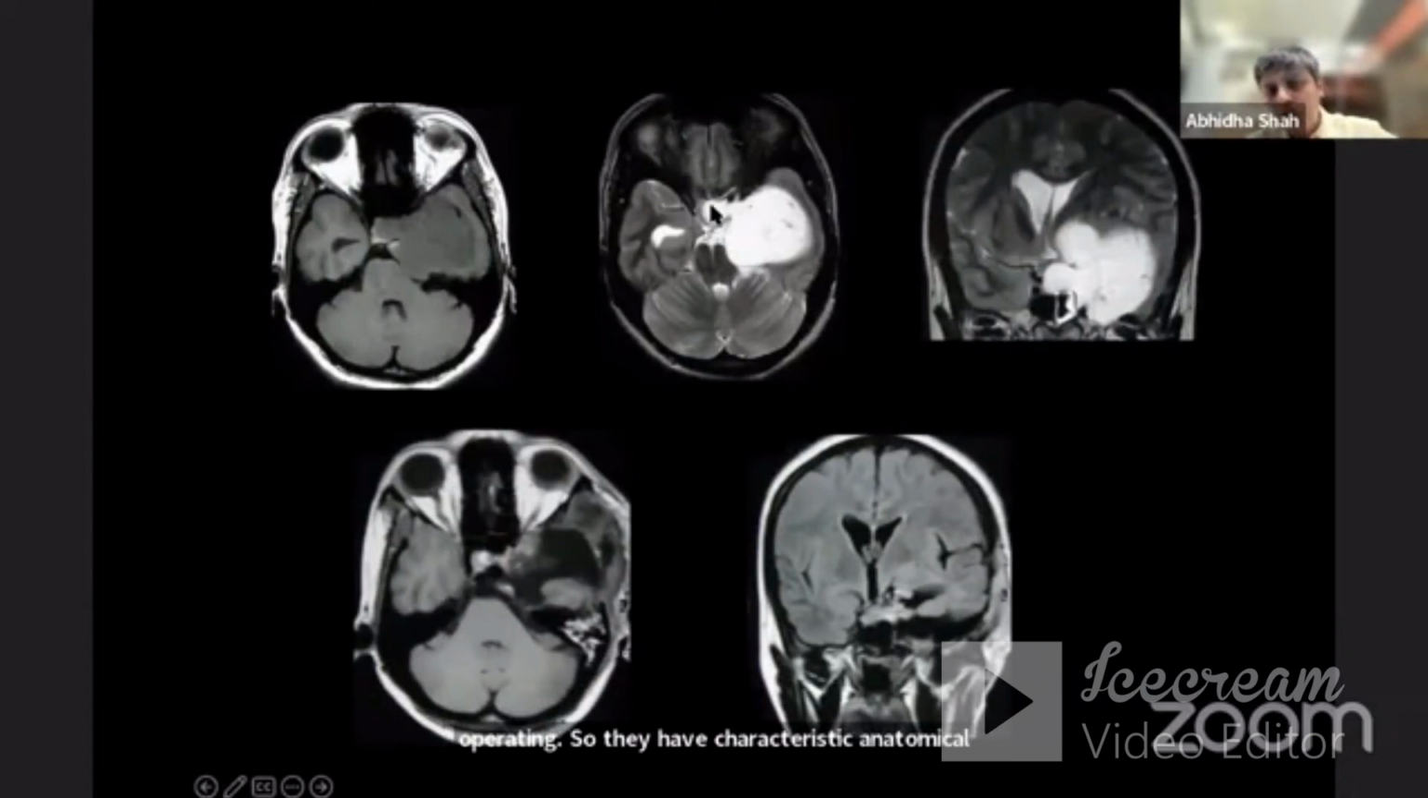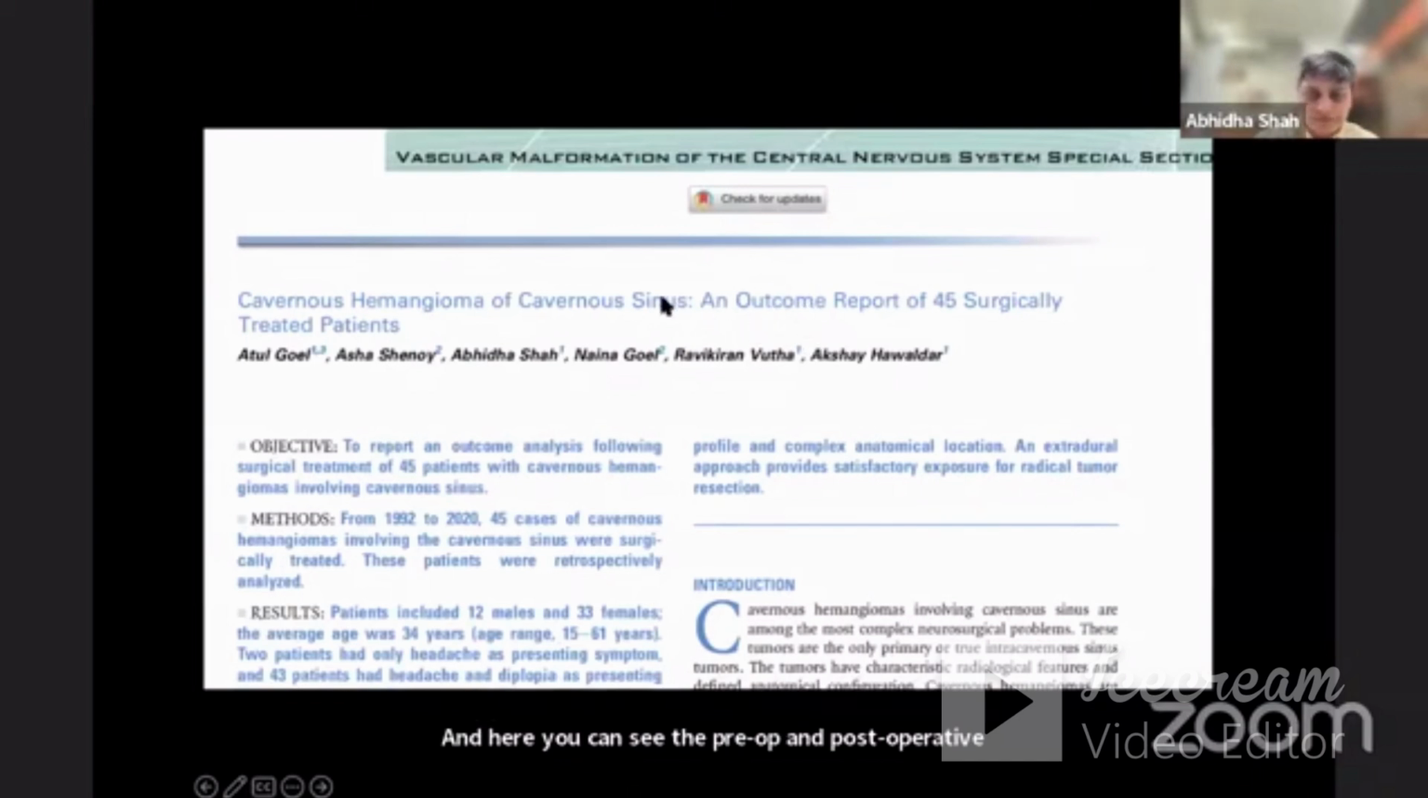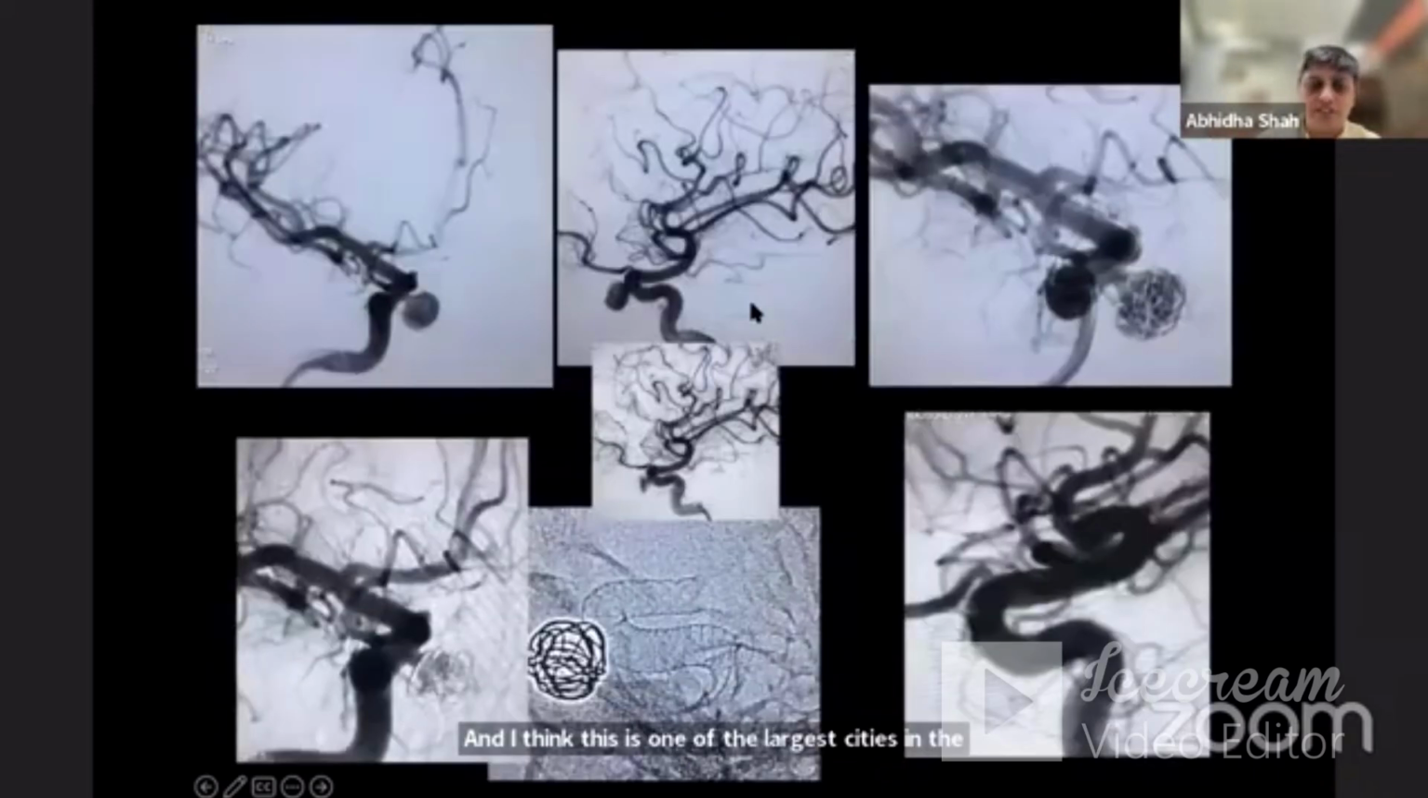They grow, as you see, following how the venous sinuses of the cavernous sinus are. So they grow towards the sella, they grow towards the posterior fossa. This is a very characteristic configuration of cavernous hemangioma of the cavernous sinus. And here you can see the pre-op and post-operative images. This is a recent paper on the subject, and I think this is one of the largest series in the world of cavernous hemangioma of the cavernous sinus.